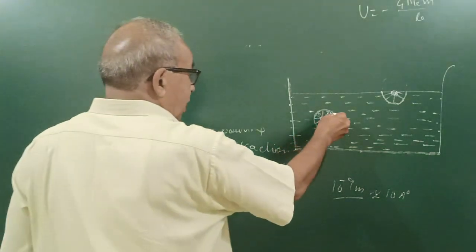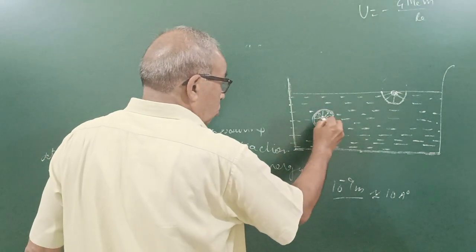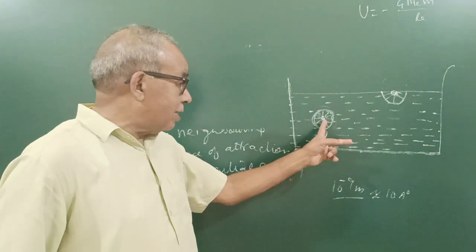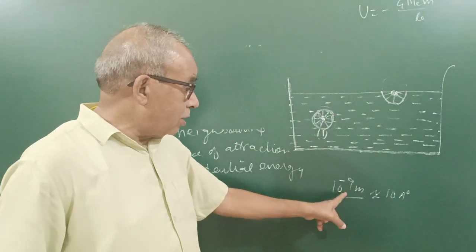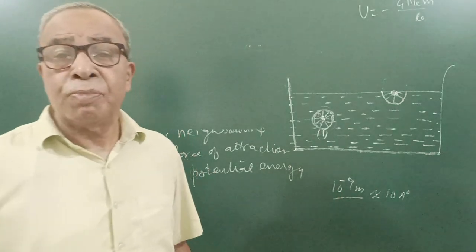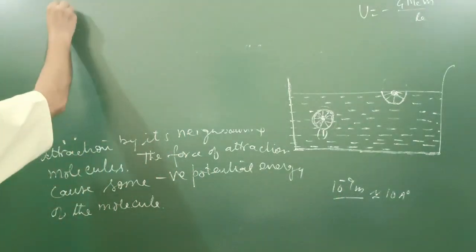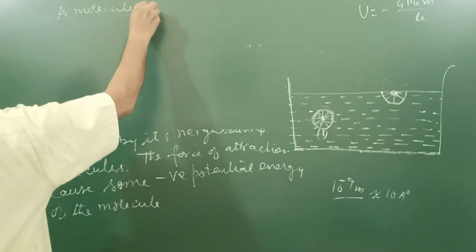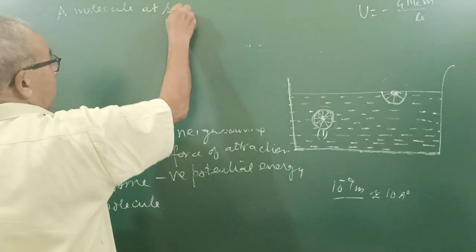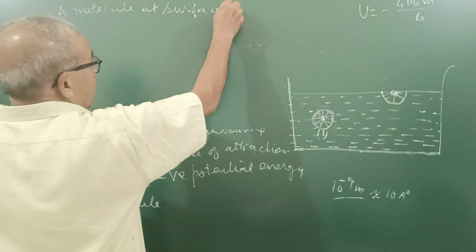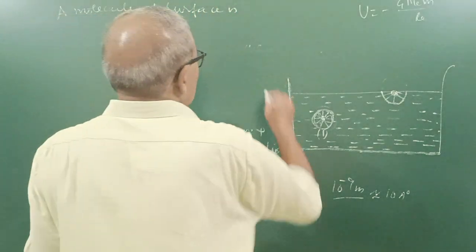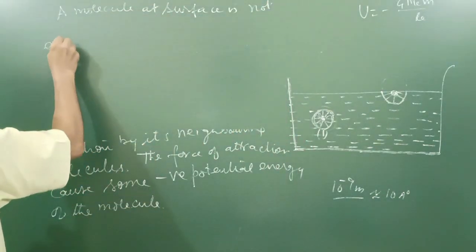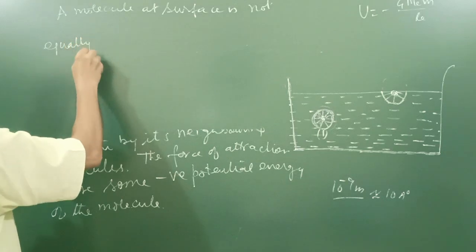So this molecule has a negative potential energy. Here, this is a molecule, and this is a sphere. Don't get confused. This is a molecule at the center of this sphere, whose radius is 10 to the power minus 9 meter. Now, a molecule at the surface is not equally attracted.